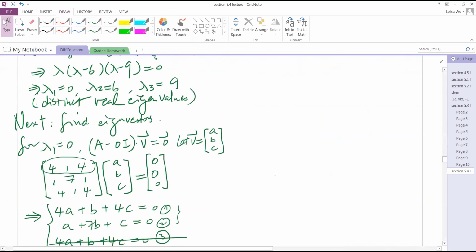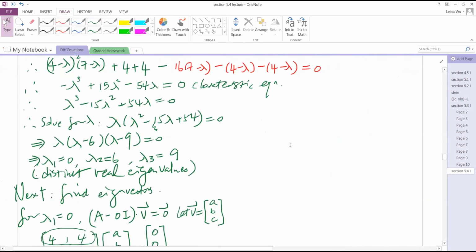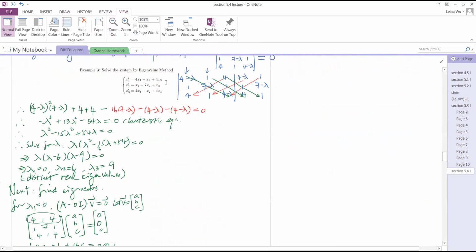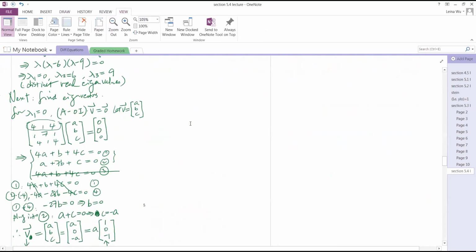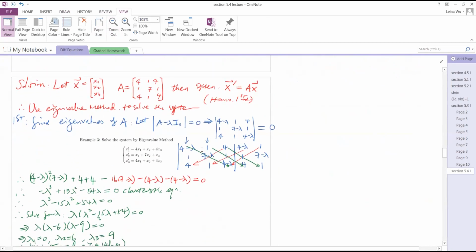Okay, I'm going to ask you guys to find the eigenvector for lambda equals 6 and lambda equals 9. Go ahead. Could you scroll down just a bit so I can see matrix A? Thank you. Scroll up. Is this helpful? Okay. Just a little bit more.